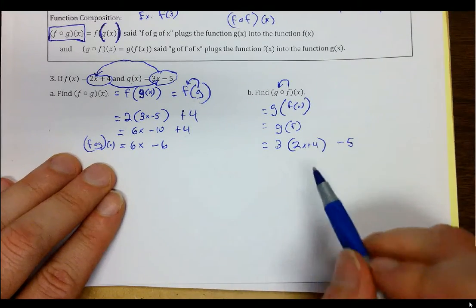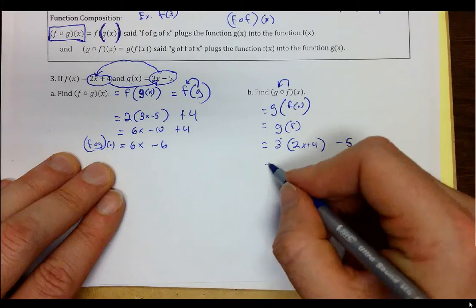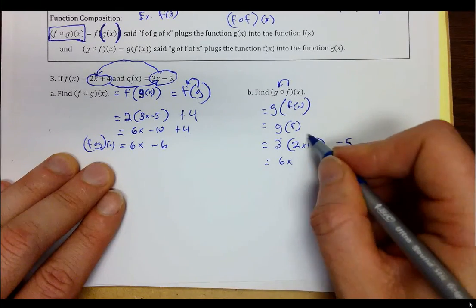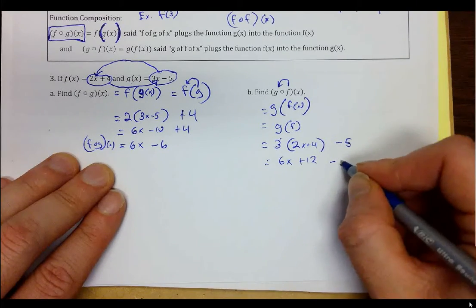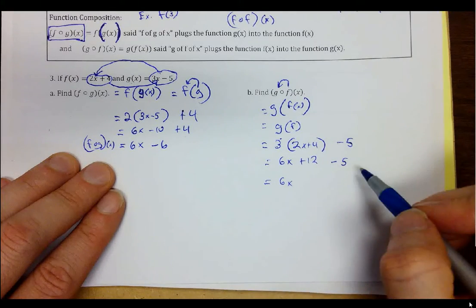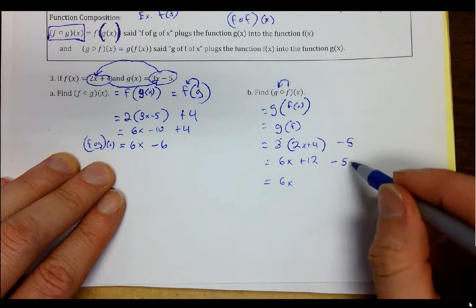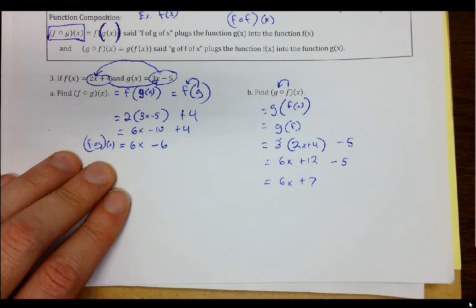I'm taking 2x plus 4, and this time I'm plugging it in. So now it's 3 times 2x plus 4, and I'm going to distribute that. It's 6x, and 3 times 4 is 12. I carry down that negative 5. And again, I can combine some like terms. 12 minus 5 is 7. And there we have it.